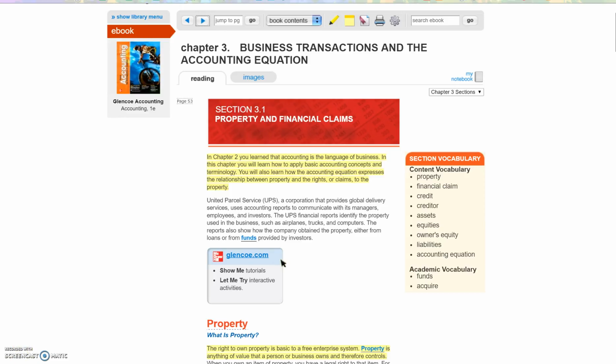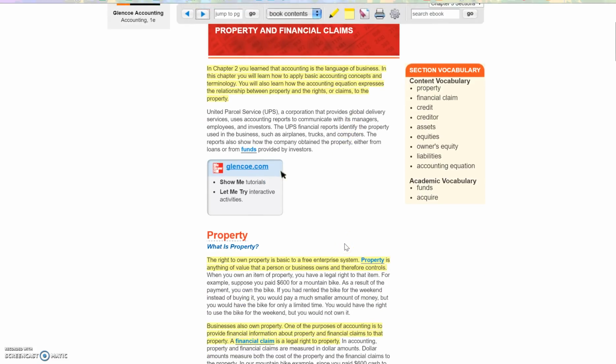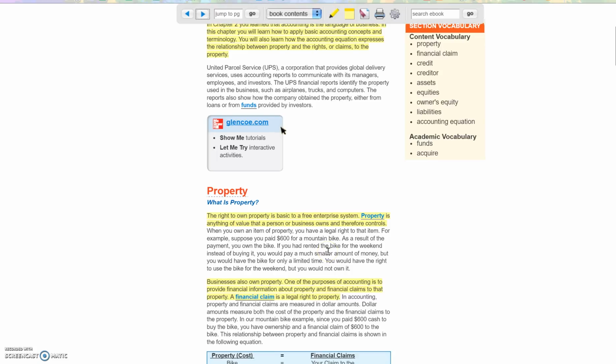It begins with a little example of UPS and their global delivery. They have properties such as airplanes, trucks, and computers, and reports show how the company obtained the property. They either acquired it from loans or funds, or from investments made by investors or owners. So what is property? Property is anything of value that the business owns.